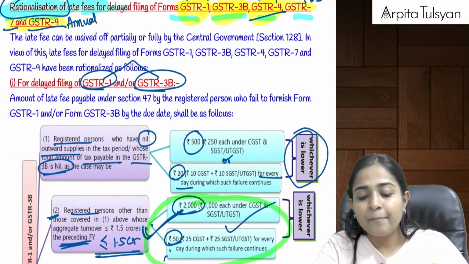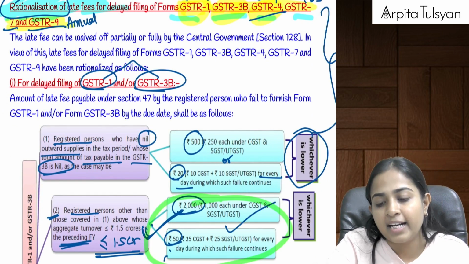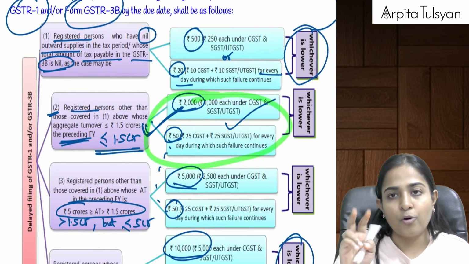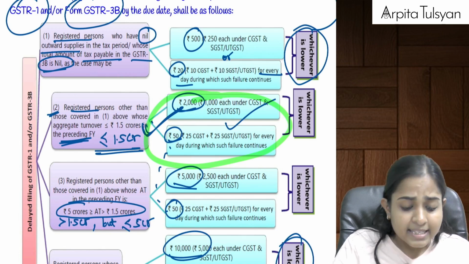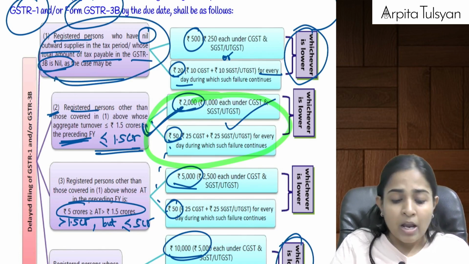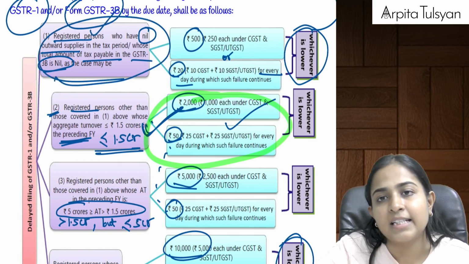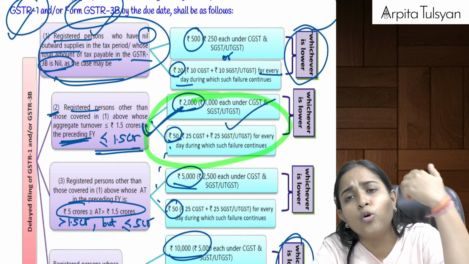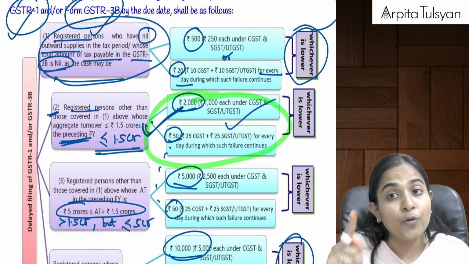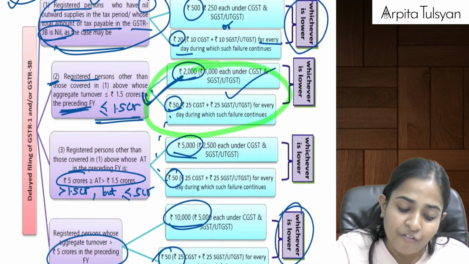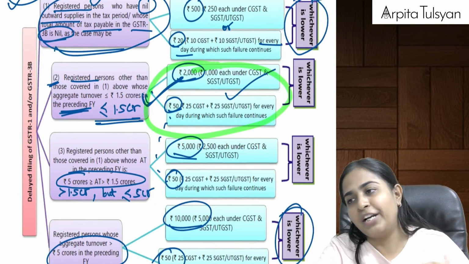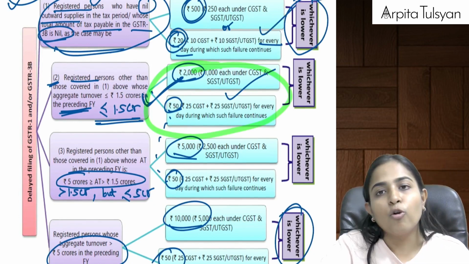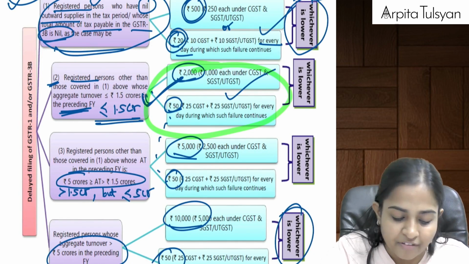Okay, now let's see what is the revised late fee for other returns. Now for GSTR 1 and GSTR 3B, only for these two. Suppose as per GSTR 3B there is no tax payable, or if under your GSTR 1 there is no outward supply, then in such case, still you were required to file the nil return. Okay, but if you file it late, then there is a small amount of late fee applicable, 20 rupees per day or rupees 500, whichever is lower. Okay, 20 or 500, whichever is lower.